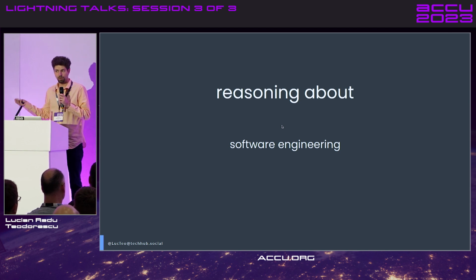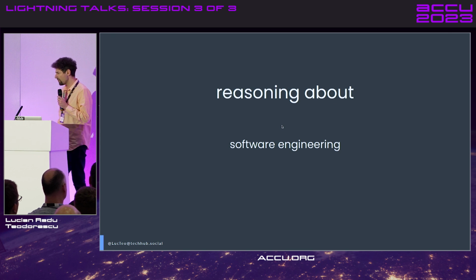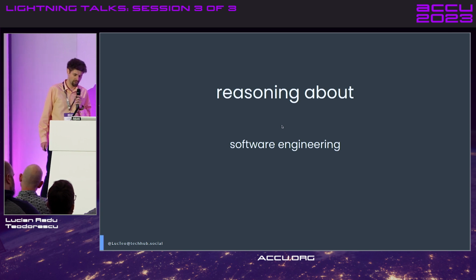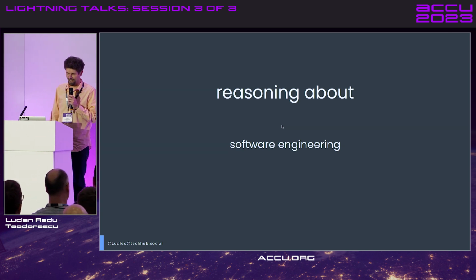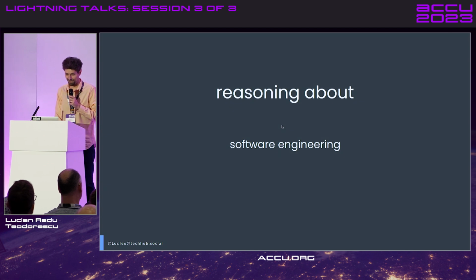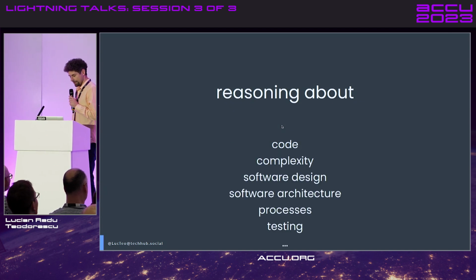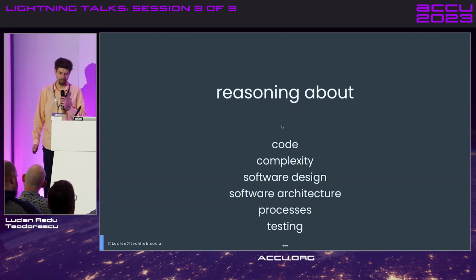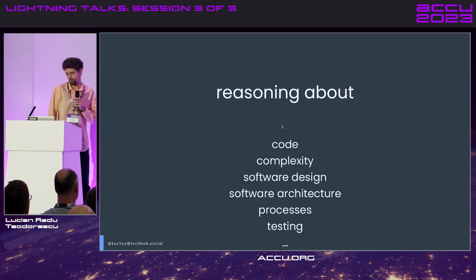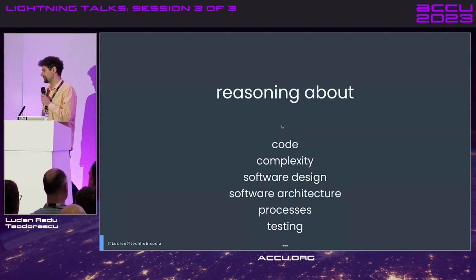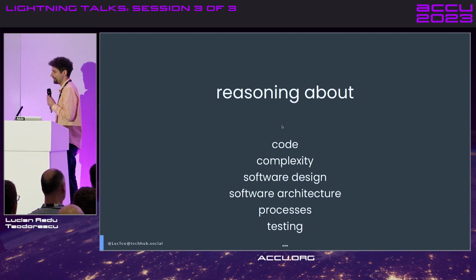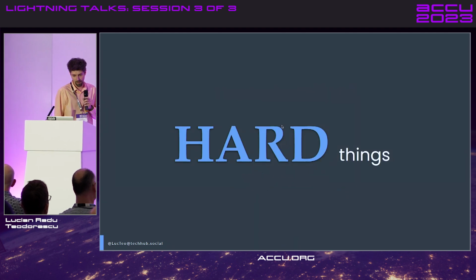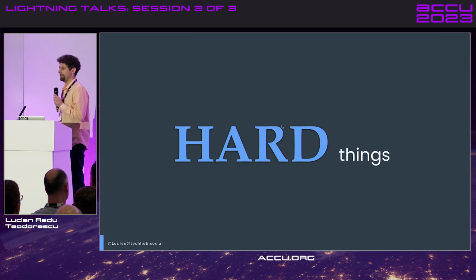And if you ask about what are the facts, it's kind of like, we don't quite have a lot of facts. We just keep reasoning about functions should be small and this and that and BDD and ATDD and blah, blah, blah and whatever. So there are a lot of questions that need to be answered, like how to reason about code, how to reason about complexity, how to reason about software design, how to reason about software architecture, how to reason about processes, testing, and so many, many more. And those are all hard things.